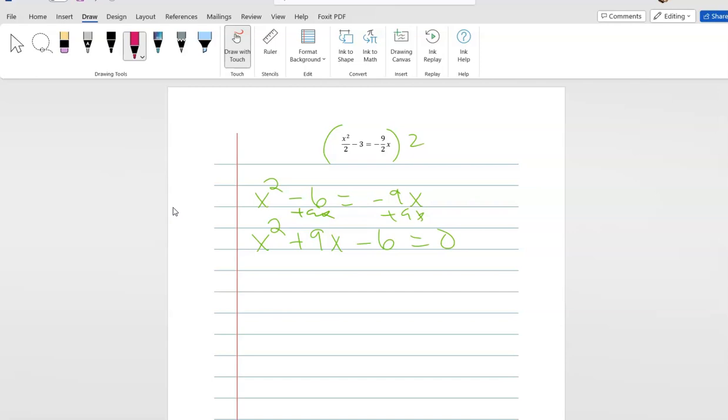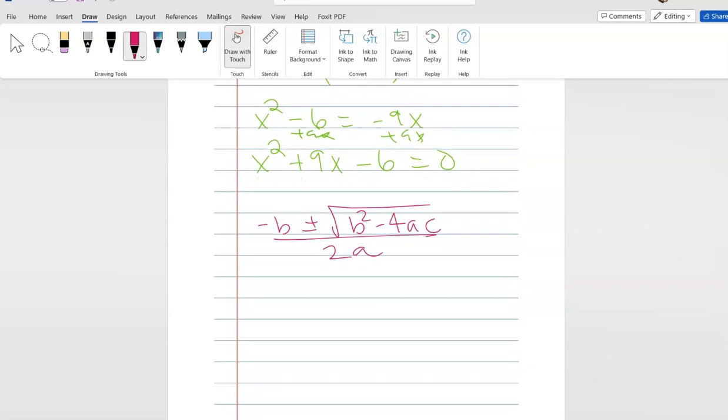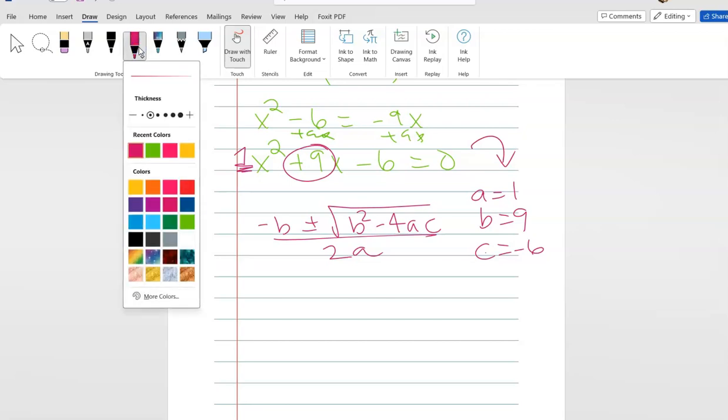Okay, so negative b plus or minus the square root of b squared minus 4ac, over 2a. Looking at this, a is 1. Nothing out here. b is 9. c is negative 6. If you had not moved this, you would have got a negative 9. You would have got the wrong answer. Make sure you set it equal to 0 before you do this, or you will get the wrong answer.